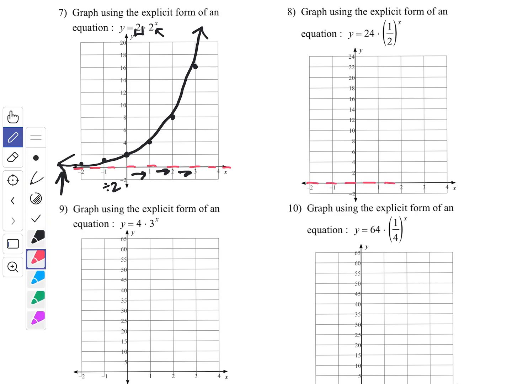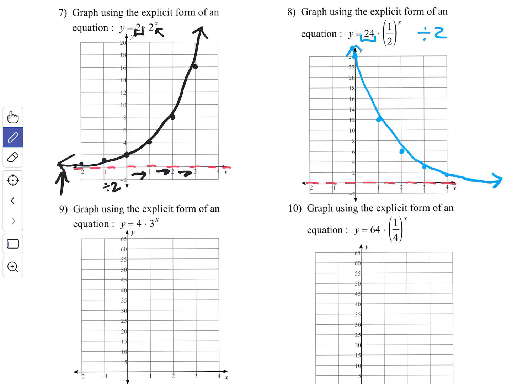There's no shifting, so my asymptote is going to be right here. Okay. Then we start at 24 up here, timesing by a half, which is the same as dividing by 2. So as I move to the right 1, I go down half. Half of 12 would be 6, half of 6 would be 3, half of 3 would be 1.5. And so I can see I'm coming down like this, and I'm going to keep going in that direction.